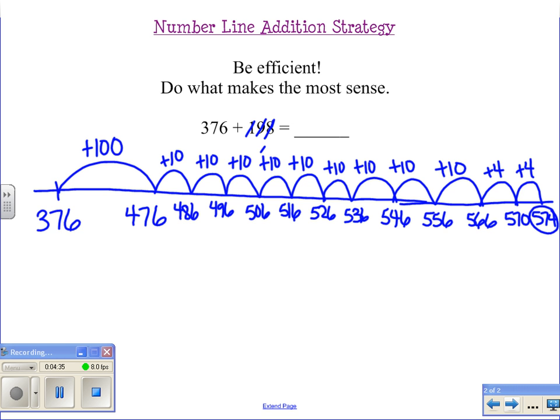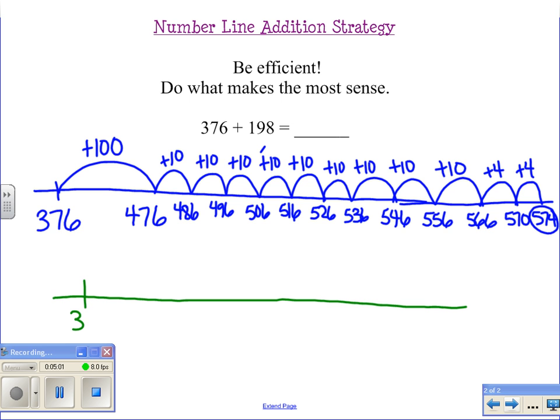So I'm just going to clear off the top part here so we can see our problem again. Let's think about this for a moment. If I am adding 376 plus 198, what number is 198 really, really close to? That would be way easier to add. If you're thinking 200, you're right. So here's what I'm going to show you, and watch how much faster this is.